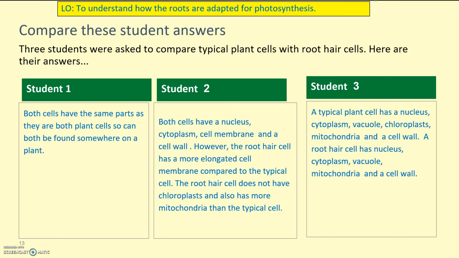And student number 3 says, a typical plant cell has a nucleus, cytoplasm, vacuole, chloroplast, mitochondria, and a cell wall. A root hair cell has nucleus, cytoplasm, vacuole, mitochondria, and a cell wall. Now, I want you to think which of these responses you'd consider to be the most effective and why. Please pause the video and do this now.